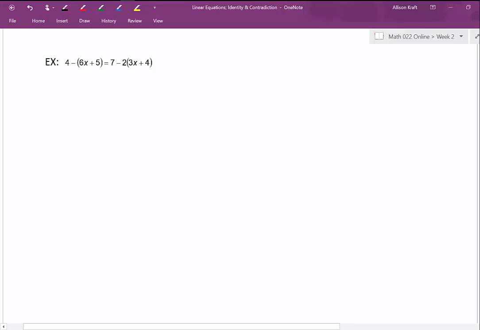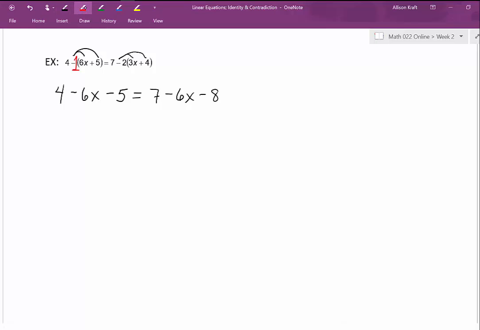In our next example, again, we need to distribute. I see this one has that tricky distribution where it just has a negative in front of the parenthesis and not a number. Remember that when we don't see a number there, it's like an invisible 1. I'm going to be distributing -1 into the first parenthesis. -1 times 6x is a -6x. -1 times a +5 is -5. On the right side, we'll distribute -2. -2 times 3x is -6x. -2 times 4 is -8.